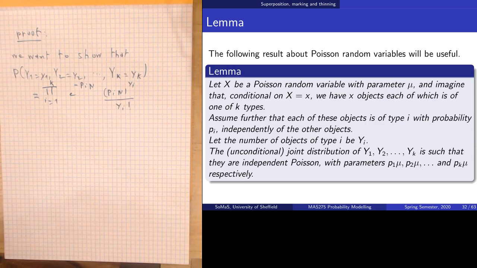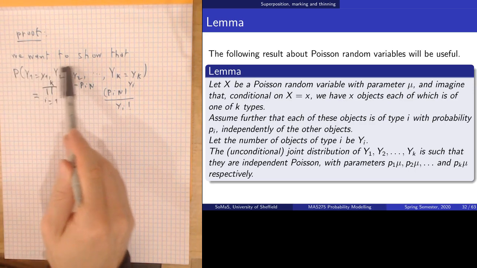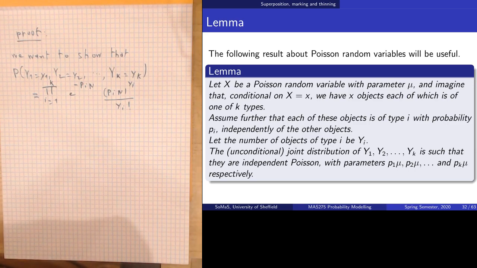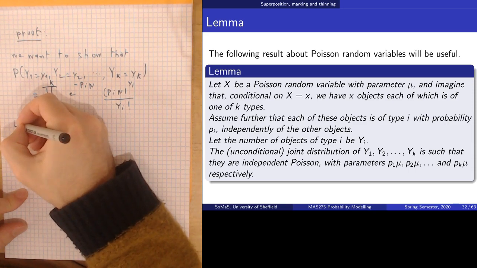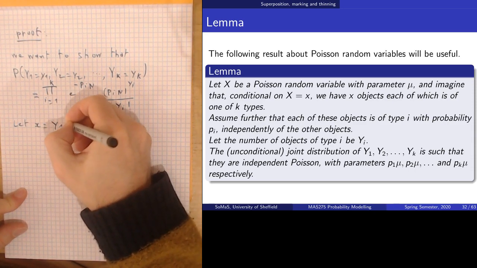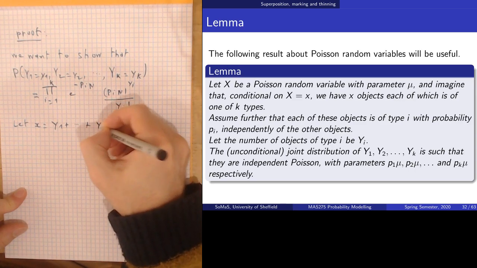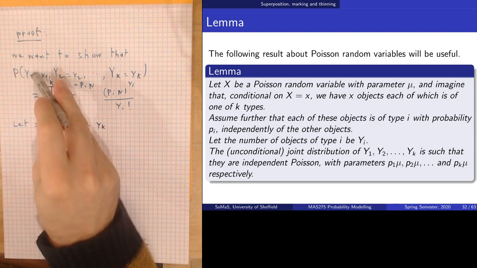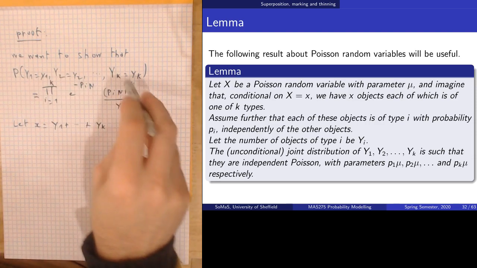Okay, so let's do that. And the thing, of course, how do we do that? We use the fact that the distribution of these, Y_1, Y_2, Y_k, is given conditionally on X. So this is why we let little x be the sum of y_1 plus everything. Because if these are all equal to those, then their sum must be x.